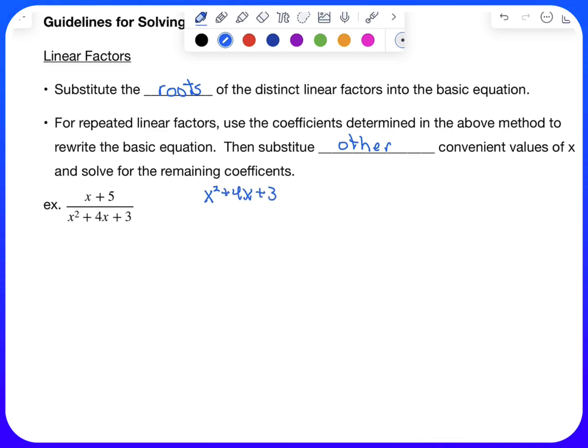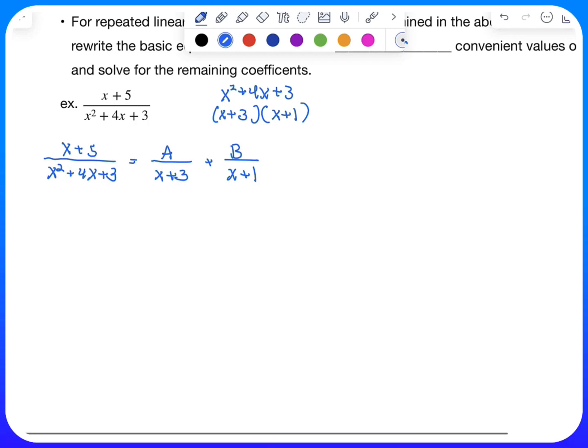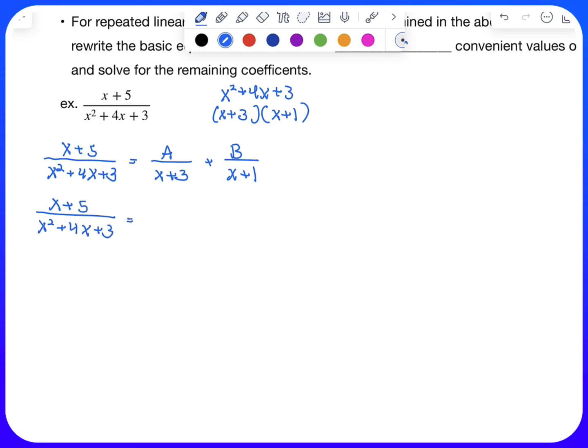So we're going to start by finding the factorization of our denominator. x squared plus 4x plus 3 factors to x plus 3 times x plus 1. So these are two linear factors. I'm going to rewrite my fraction as a over x plus 3 plus b over x plus 1, where a and b are some coefficients. Now, we want this to be the same. So remember, to get a common denominator, I'm going to multiply the first fraction by x plus 1 over x plus 1.